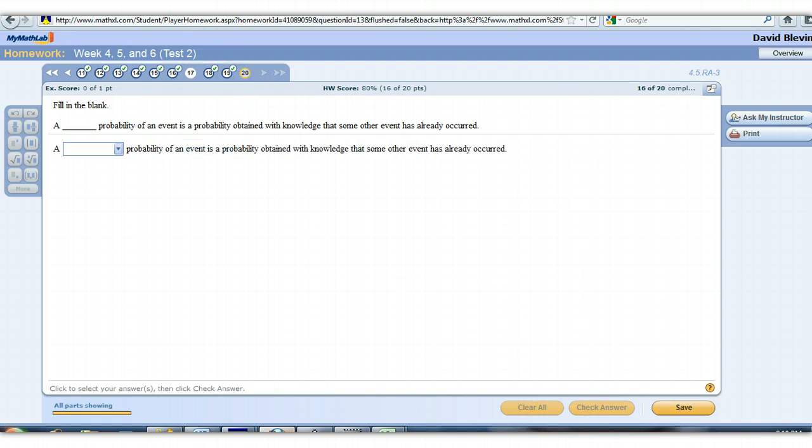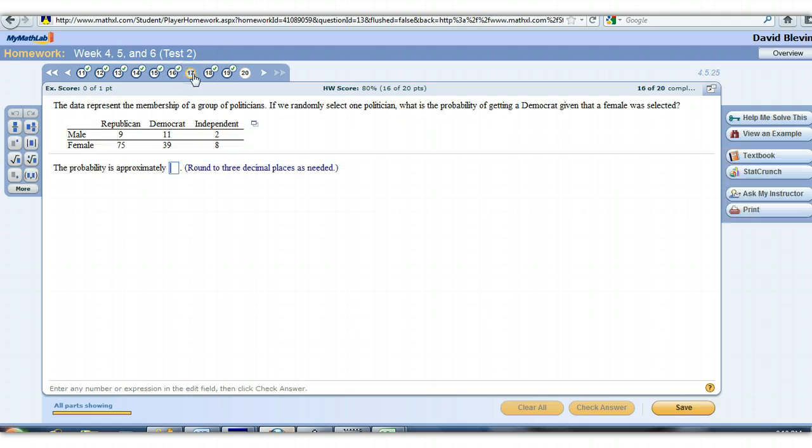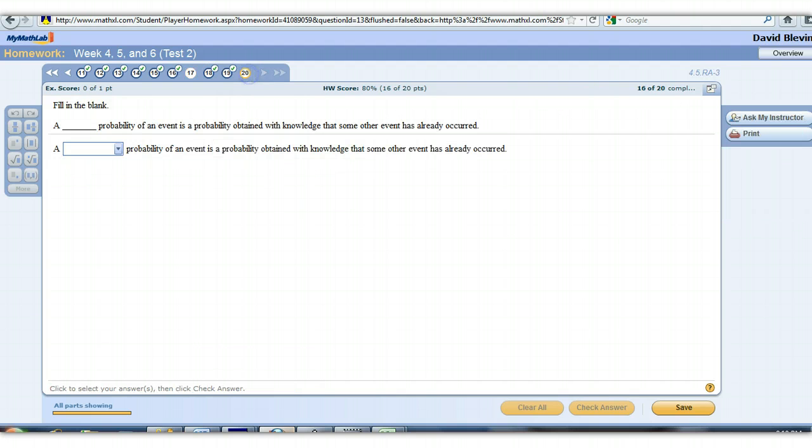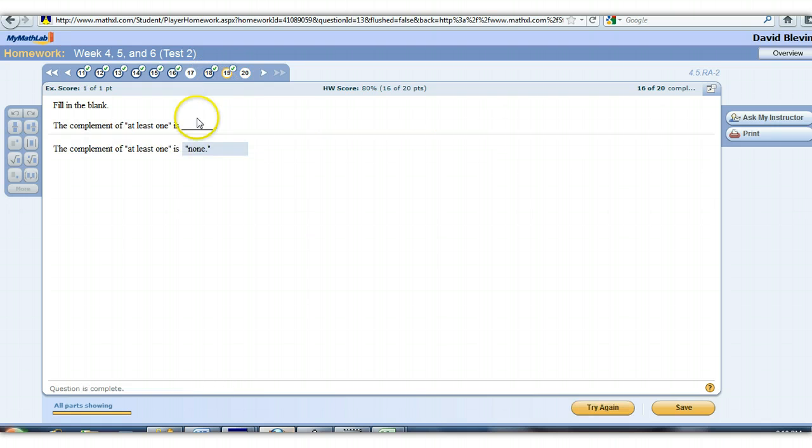So when we get to these at least one probabilities, that's conditional. If we get to an at least one probability, we have to understand the easiest way to do it is finding the probability of none and then subtracting that from 1, and we'll get the at least one probability.